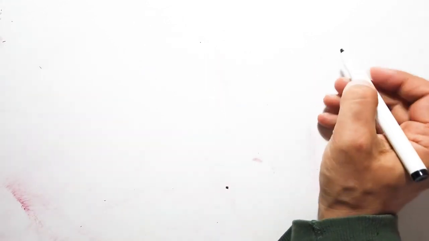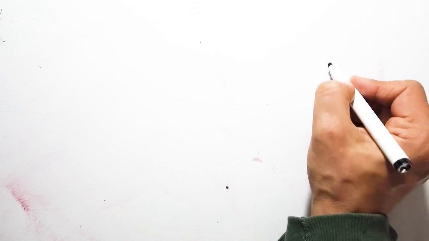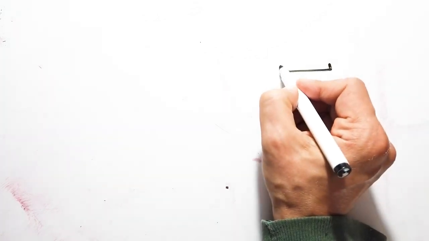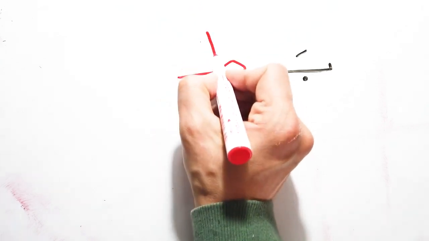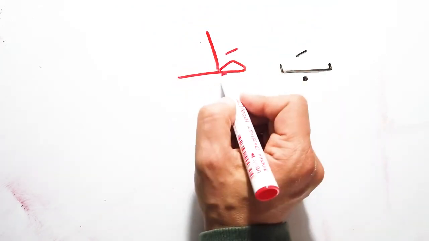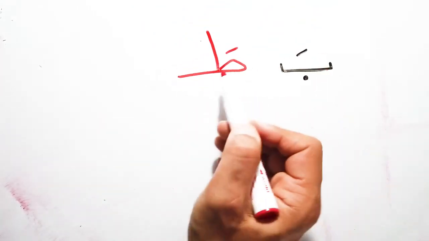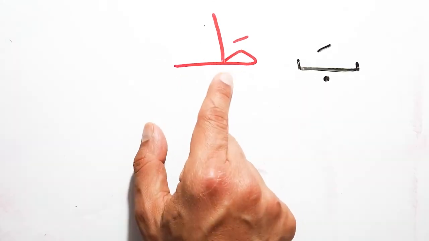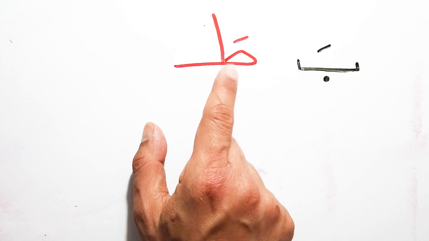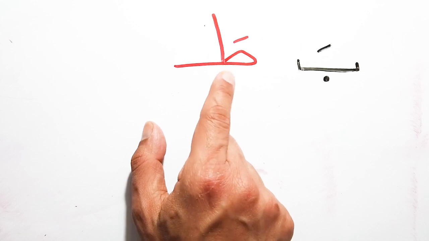Let's write another one. Ba. Pa. Pay attention here. In English, you have the sound of te, but this one is even stronger. It is pa, pa, pa.